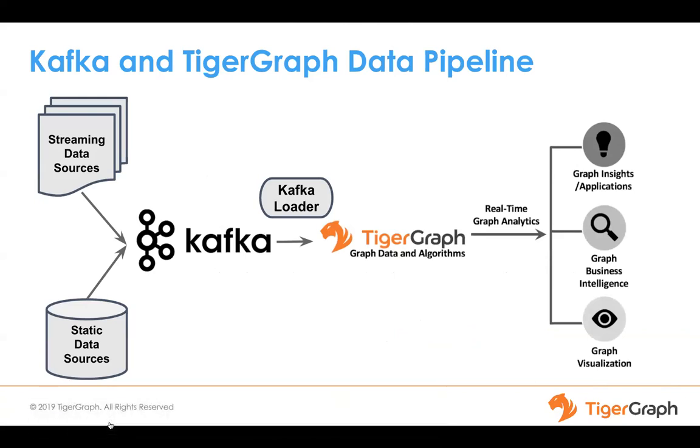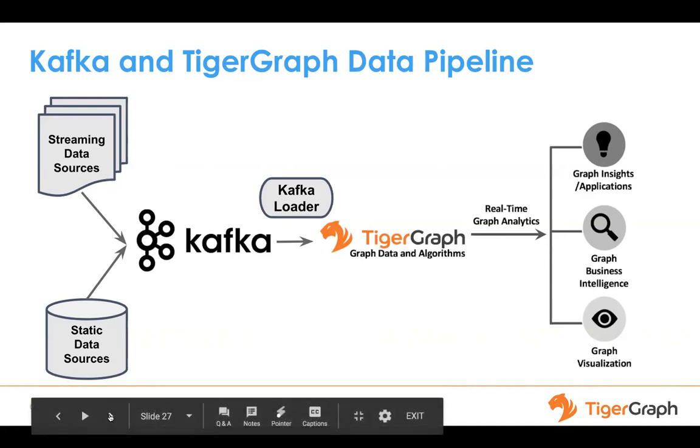Just quickly, an overview of a Kafka and TigerGraph data pipeline. You can import the data from streaming data sources or static data sources through Kafka. Then, leveraging the Kafka loader feature of TigerGraph, you can have all the data in your TigerGraph cluster, write graph queries and algorithms, and get into real-time graph analytics, feeding into the applications that you're building on top of TigerGraph.